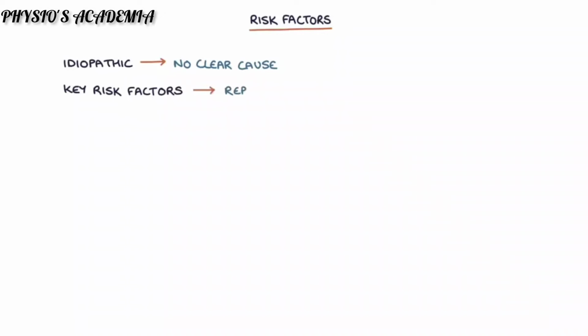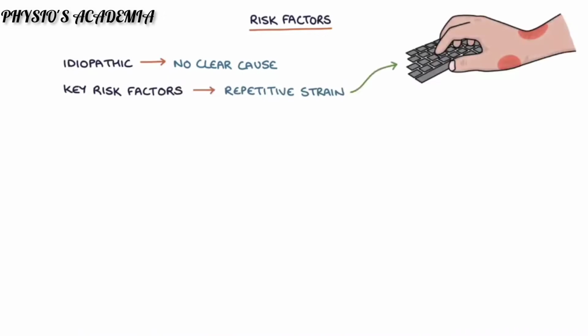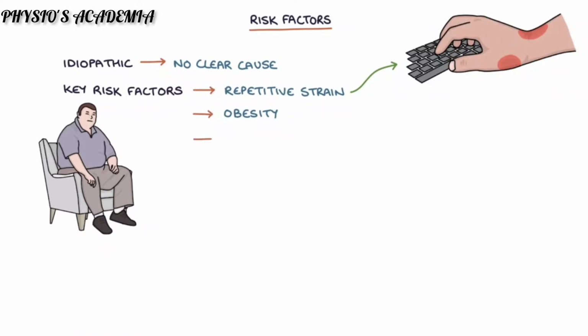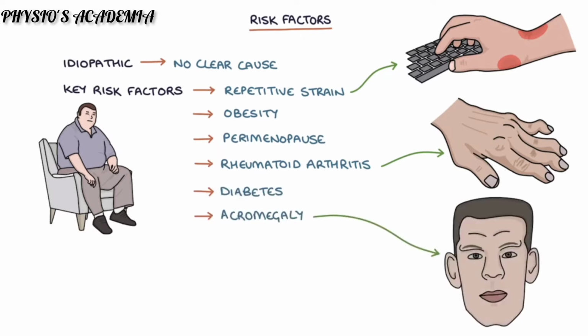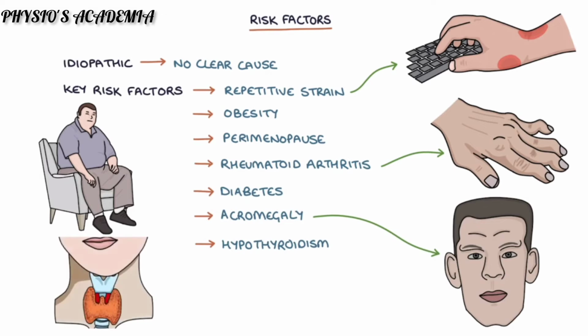Risk factors: in most cases, carpal tunnel syndrome is idiopathic, meaning there is no clear cause that can be found. There are a number of key risk factors including repetitive strain, obesity, perimenopause, rheumatoid arthritis, diabetes, acromegaly, hypothyroidism, and pregnancy.